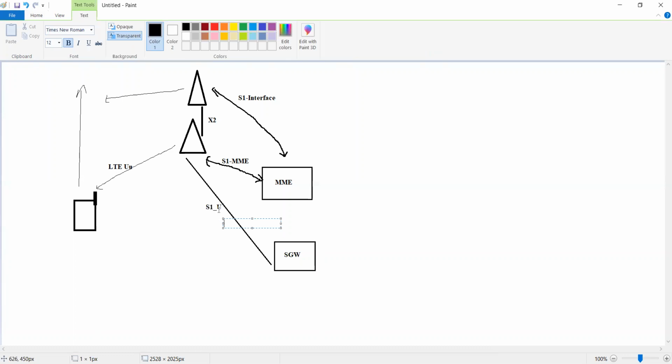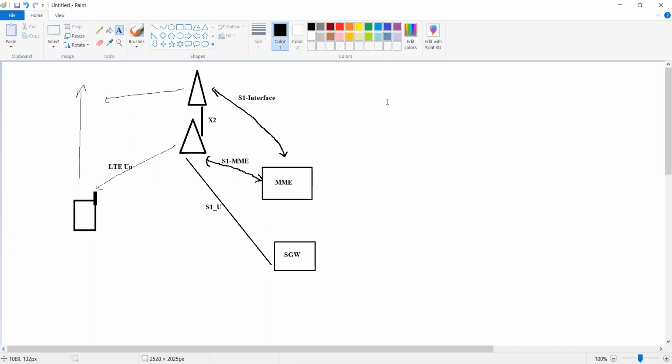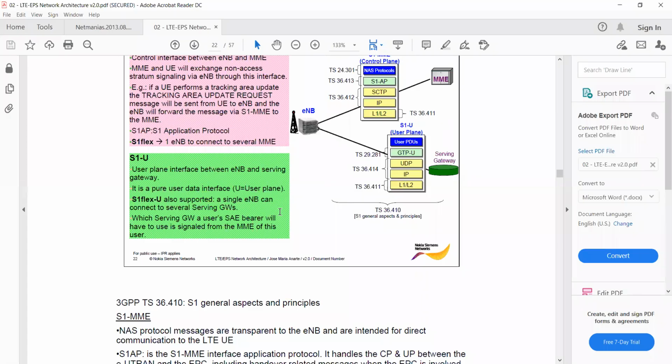Why we say user interface means... internet slow. Okay. So why we say user interface means it is responsible for your user voice and data. Is it audible? You can see now, but before it was scrambled. Okay, some internet issue is there.